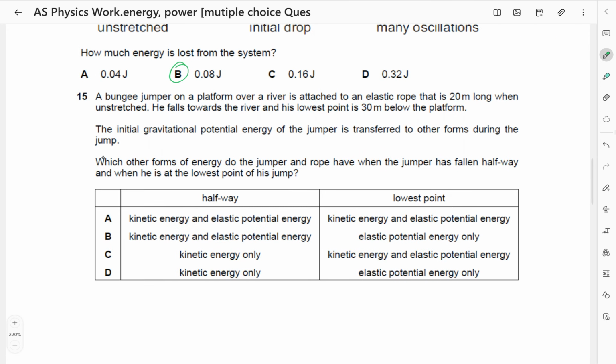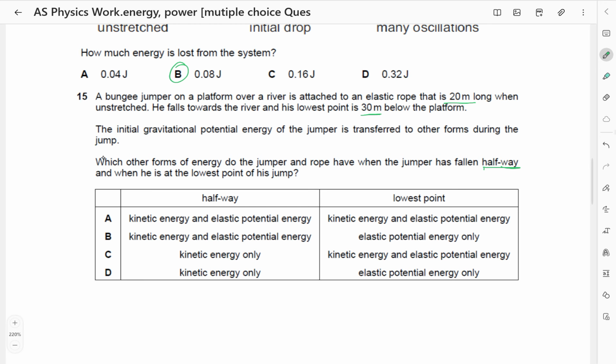A bungee jumper on a platform over a river is attached to an elastic rope that is 20 meters long. When unstretched, he falls towards the river and his lowest point is 30 meters below the platform. The initial gravitational potential energy of the jumper is transferred to other forms during the jump. Which other forms of energy do the jumper and the rope have when the jumper has fallen halfway and when he is at the lowest point of his jump?